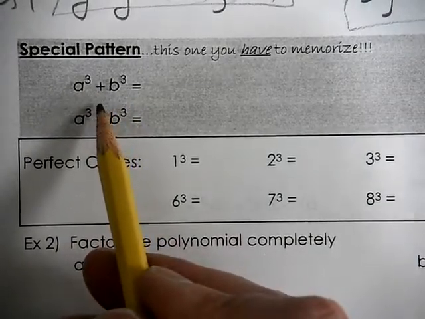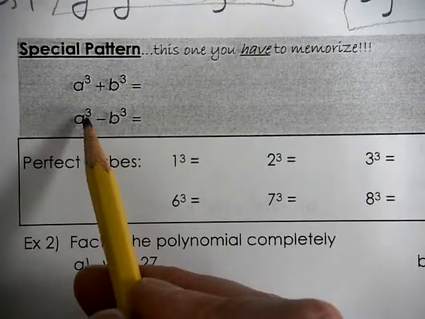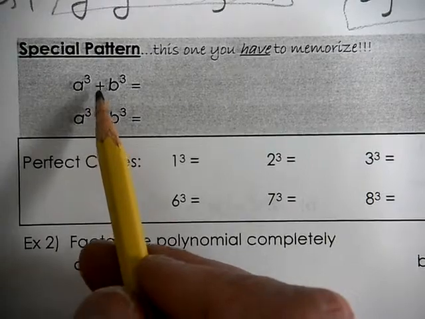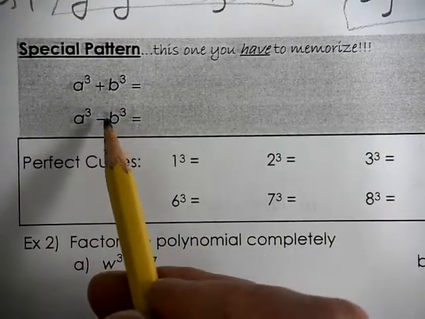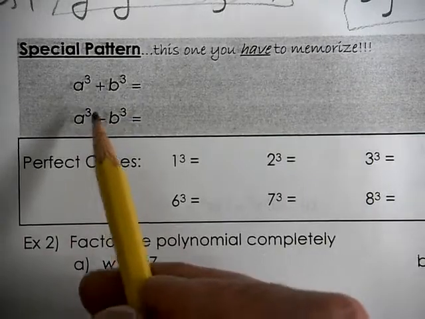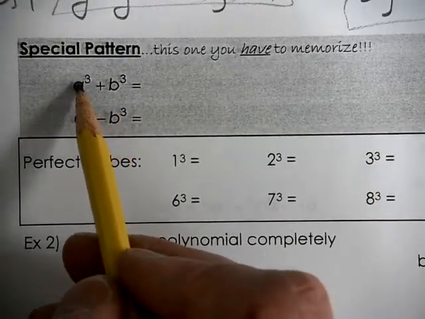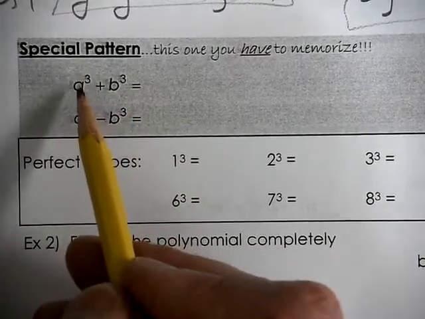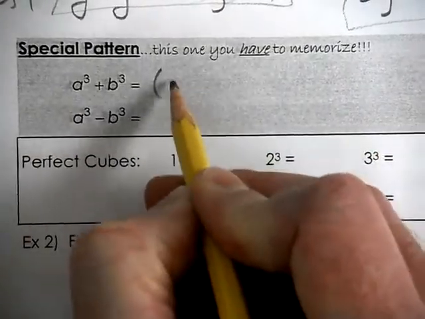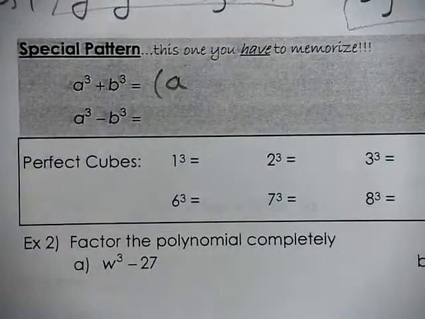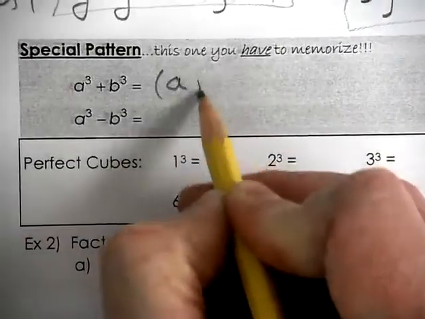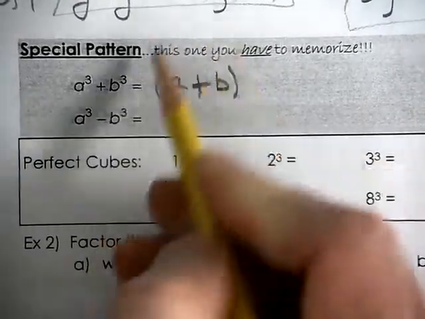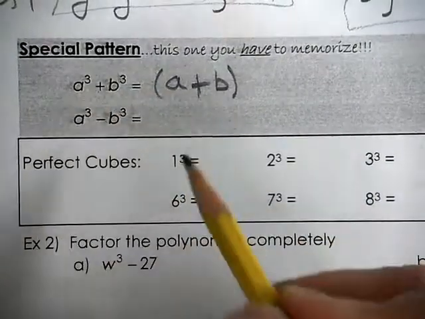So there's a pattern here. Just like it was with the difference of 2 squares, same type of pattern. We took the square root of each term. So in this case, we're going to take the cube root of each term. What times what times what makes a cubed? A times A times A makes A cubed. B times B times B makes B cubed. So we've taken the cube root of both of those terms.